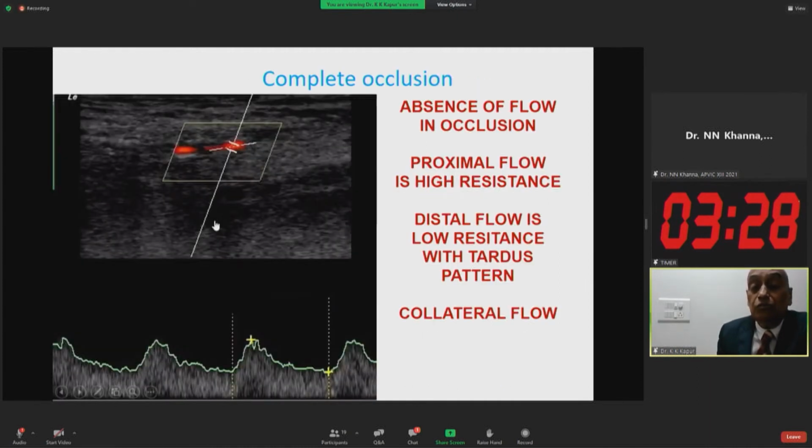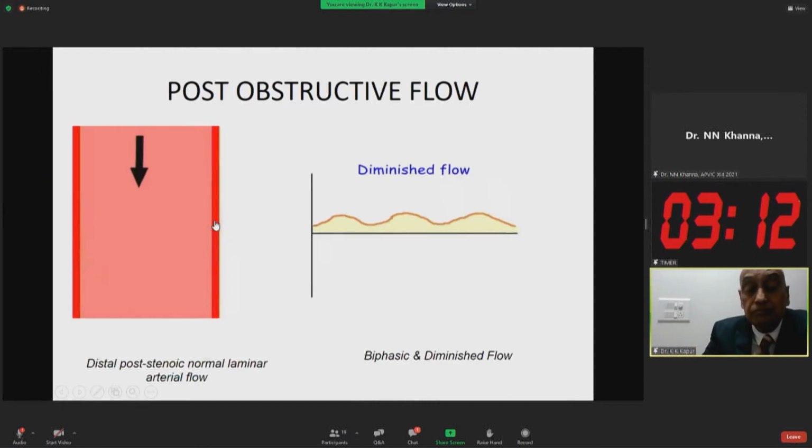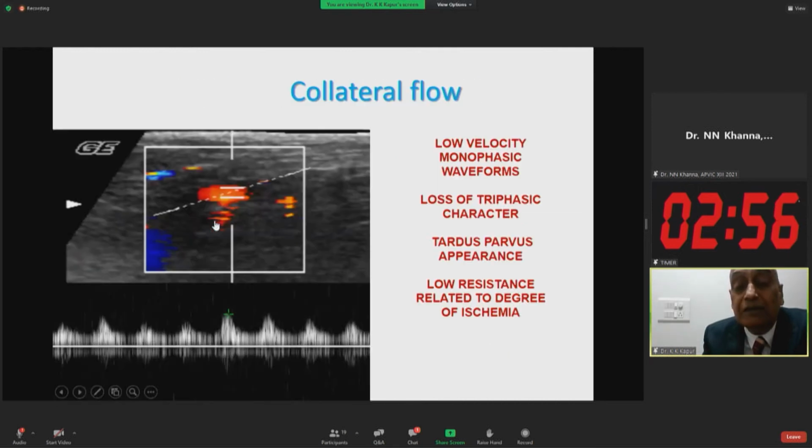Now, the other thing that you look at is that the distal flow beyond the obstruction will be low resistance with a pulsus tardus pattern, and this is due to the collateral flow. And when you again see this post-obstructive phenomenon, diagrammatically, you see that the systolic and diastolic velocities are very close to each other, and you are having a highly damped pattern. The collateral flow is a low velocity monophasic flow.